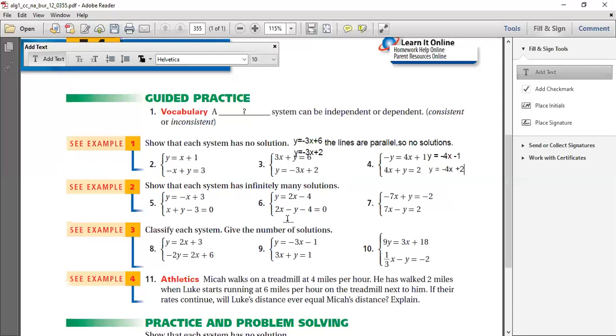Okay, now moving to question number 6. Again, you have to prove that this system has many solutions. Many solutions means you can use the same way. I don't know whether I told you about the dependent and independent systems. I think I explained independent. Independent means it has exactly one solution. Dependent means it has infinitely many solutions.